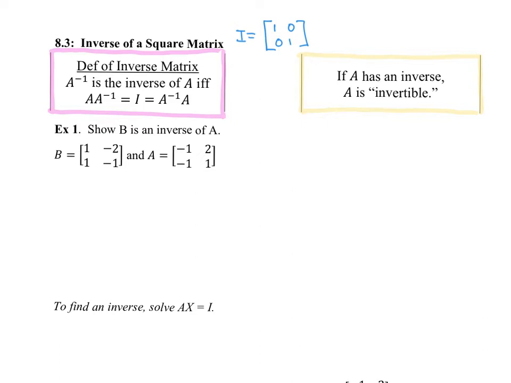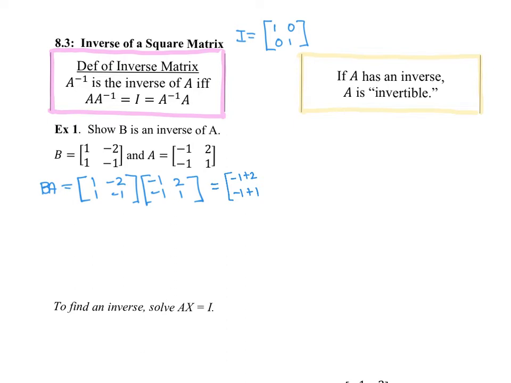Okay, so for example 1, it says show B is an inverse of A. So to show it's an inverse of A, I'm going to multiply B times A and A times B and make sure both of them result in the identity matrix. Okay, so B times A. Again, recall matrix multiplication, row by column. The first row times the first column should give me that one: -1 plus 2. If I do row 2, column 1, I get -1 plus 1.